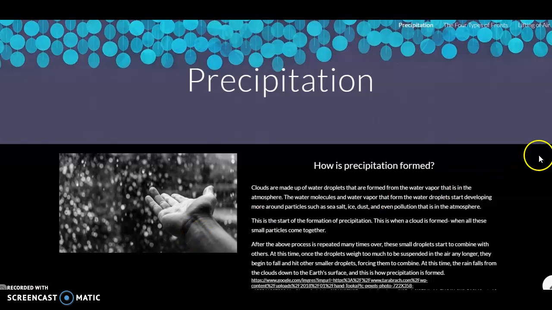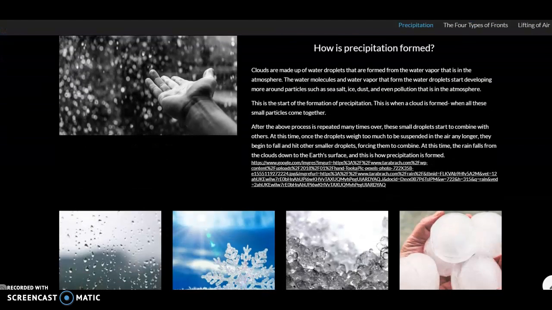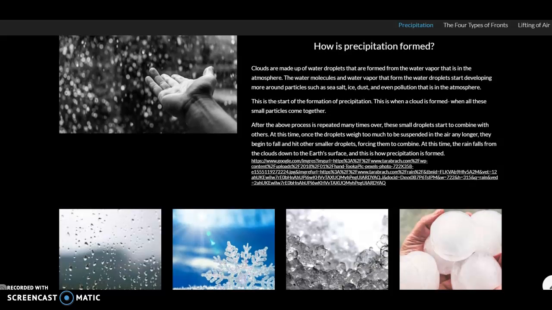I decided to use a slide to present my stuff. My first one is precipitation. How is it formed? So most of the time it comes from clouds, obviously.